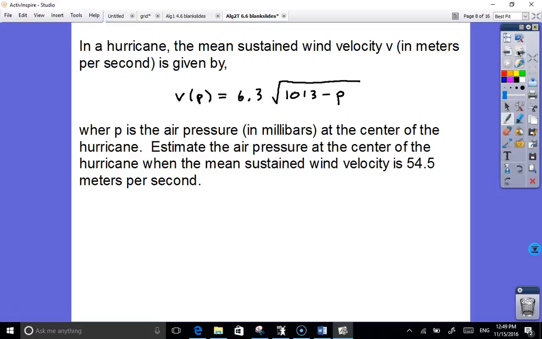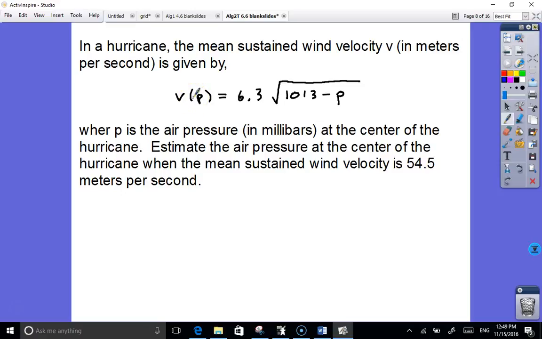All right, here's a kind of related real-world problem. We all know about hurricanes around here. In a hurricane, the mean sustained wind velocity, V, in meters per second is given by this equation. Understand that this V of P is like saying f of x. It's not V times P. It's saying V is a function of P. The velocity is a function of the pressure, so don't think of it as multiplying times P, because it's not.